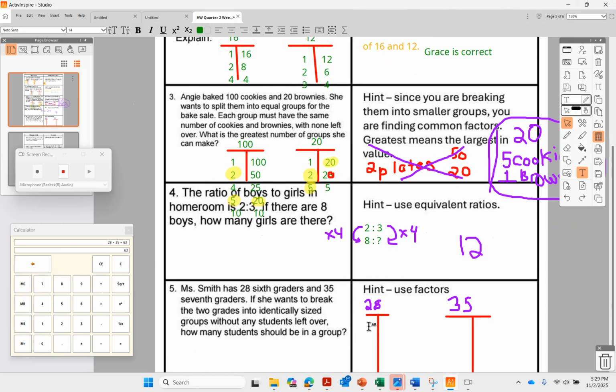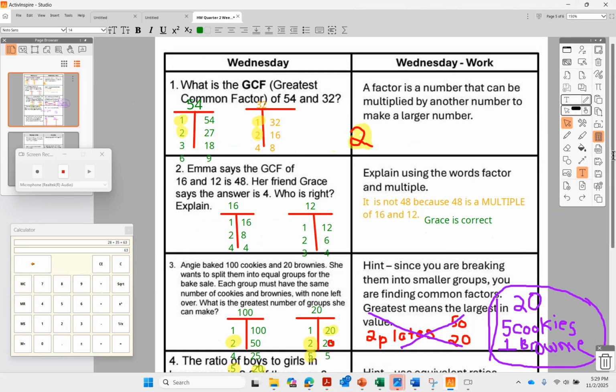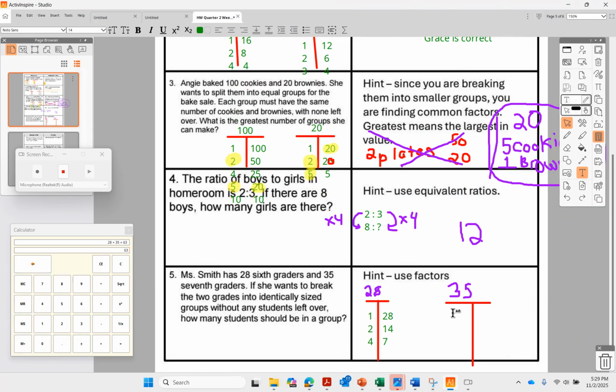So 1 times 28, 2 times 14. 3 is not divisible into 28. 4 is 4 times 7. Okay, those are my factors of 28. For 35, I have 1 times 35. 2 is not divisible in. 3 is not divisible in. 4 is not divisible in. 5 is, and 7. Okay?